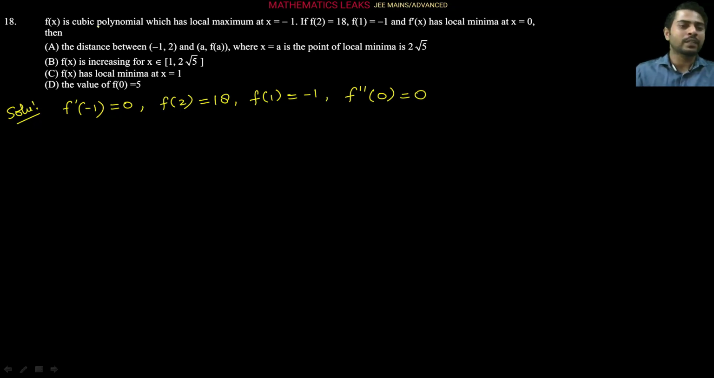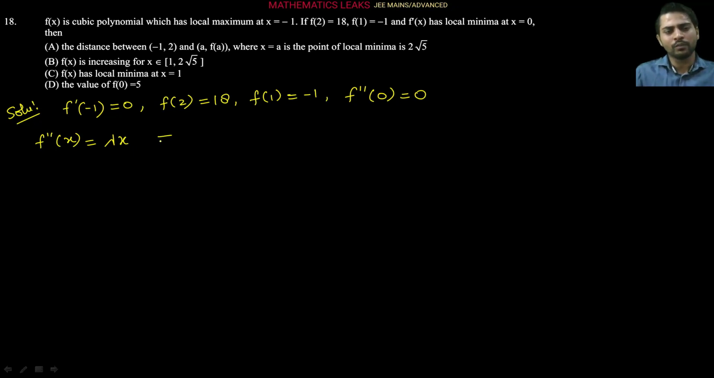Since f(x) is a cubic polynomial, the second derivative will be a first degree equation in x. Since the second derivative becomes 0 at 0, f double dash x necessarily should be a linear equation without any constant. So we can say f double dash x can be of the form lambda x, where lambda is any parameter I am assuming, right?